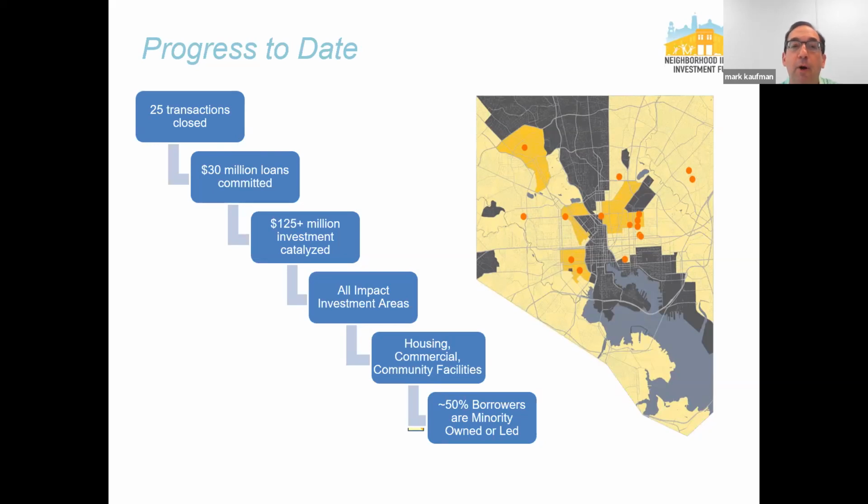We like to say we're place-based, and so we're product agnostic. We're fixed on place, and so we need to be flexible on product. So we've done loans in all sectors: housing, commercial, community facilities, done senior loans, subordinate loans. We really try to make loans work within the space within which we are fixed. And again, over 50% of our borrowers are minority owned or led.